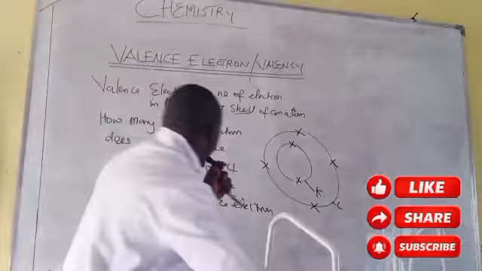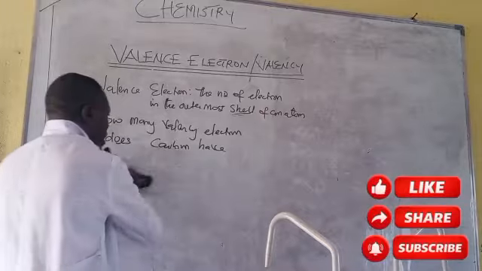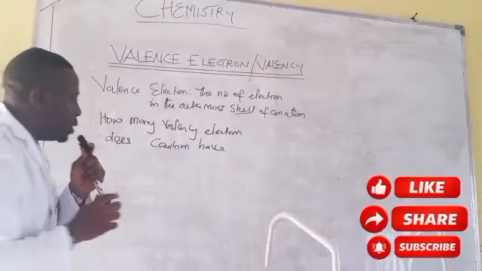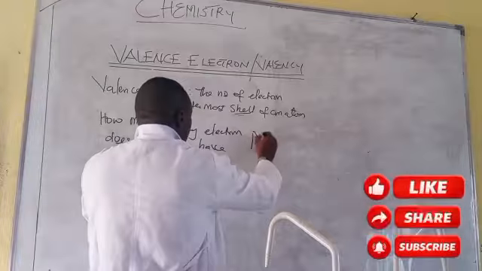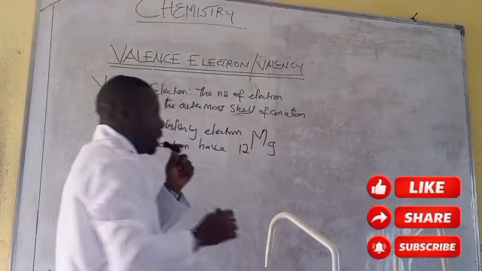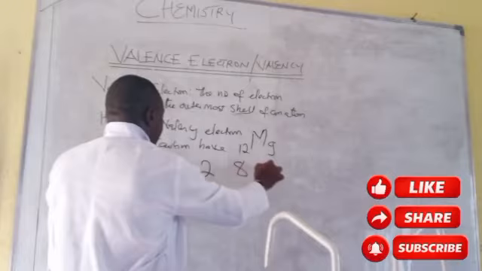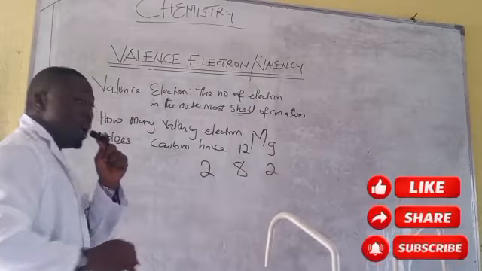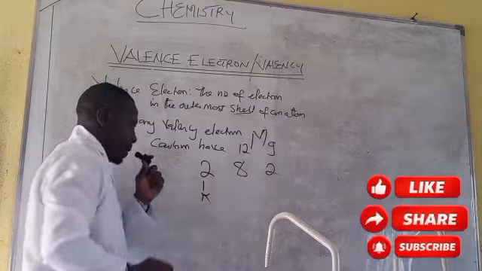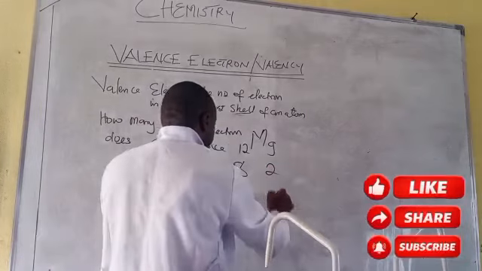Now let me use another example. Let me use magnesium. Magnesium has the symbol Mg, and it is number 12 in the periodic table. Magnesium is 2, 8, 2. Now, this first 2 is the K shell, this 8 is the L shell, and this 2 is the M shell.